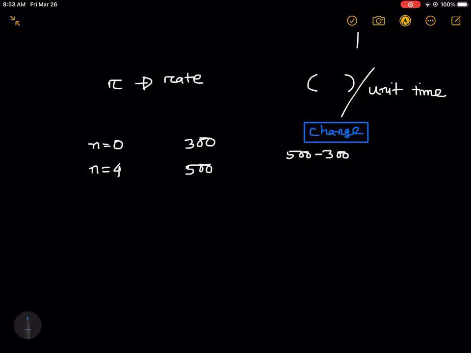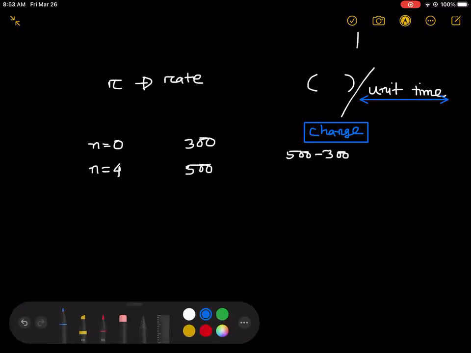And how many hours did it take to make this change happen? Can you see that? Anyone? 4 hours. 4 hours. And as I said, rate is basically the change per unit time. So what should you do? Divide that by 4. Very good.